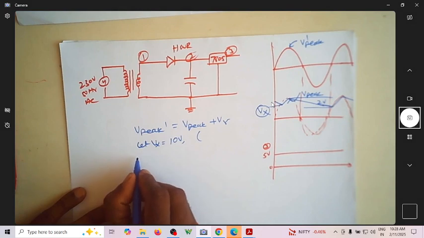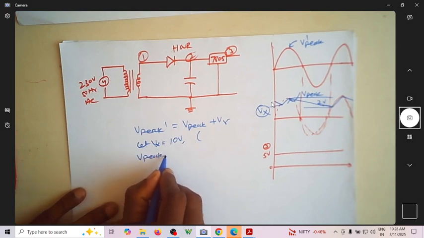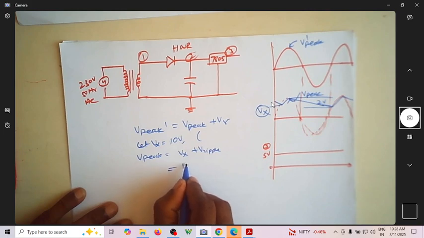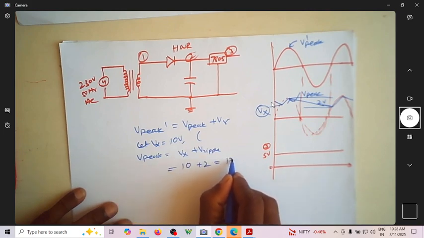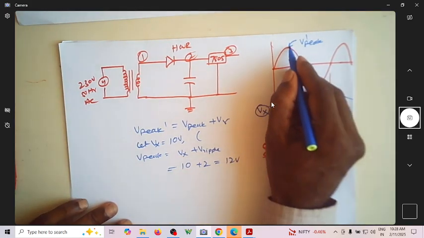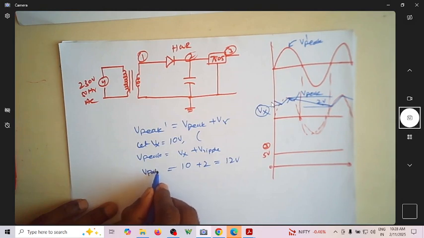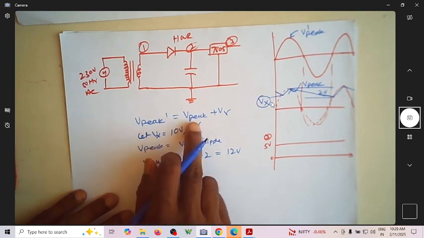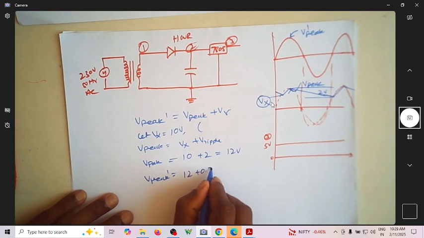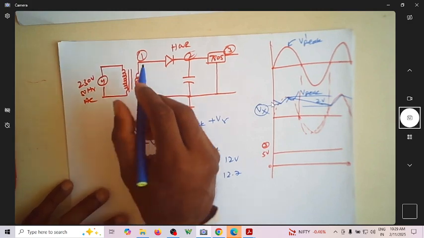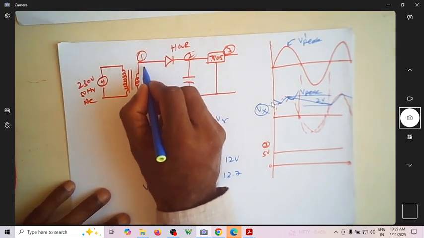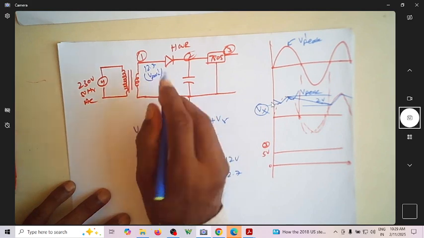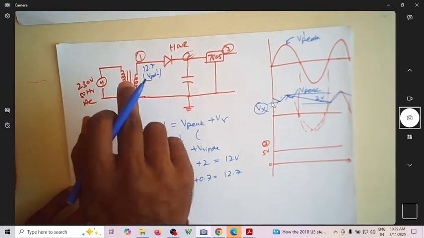Then what is your V peak? V peak is Vx plus V ripple, which is 10 plus 2, so it is 12 volt. This is V peak. How much is V peak dash? V peak dash is V peak plus V gamma, so it is 12 plus 0.7, which is 12.7. So I should be getting a peak voltage of 12.7. This is V peak dash. If V peak dash is 12.7, then what is the RMS of this?